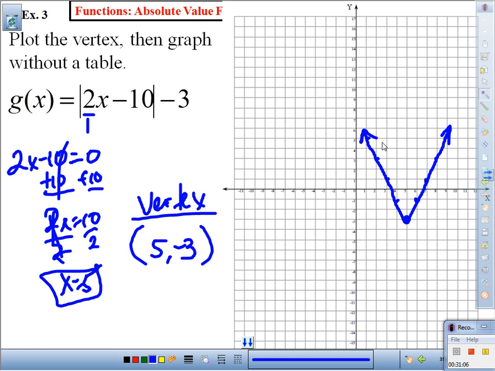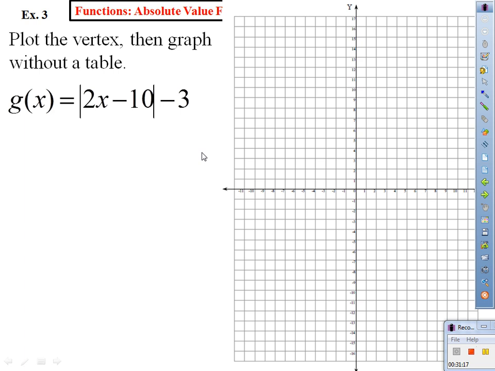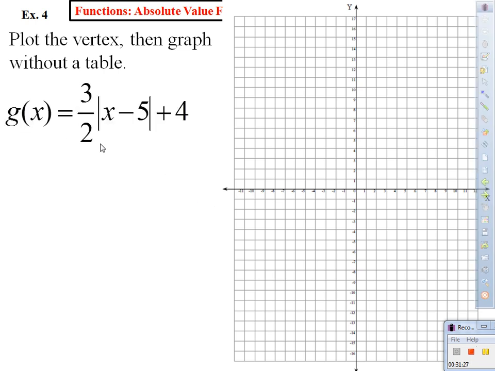All right? Tell me if we need some more practice with these. Okay, let's do one more. Here we go. Let's crank it up a notch. You can use the same coordinate plane. Write this down. g of x equals 3 over 2 times the absolute value of x minus 5, close the absolute value, plus 4. 45 seconds. Copy that and go.